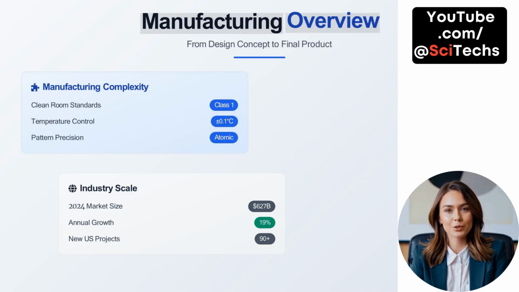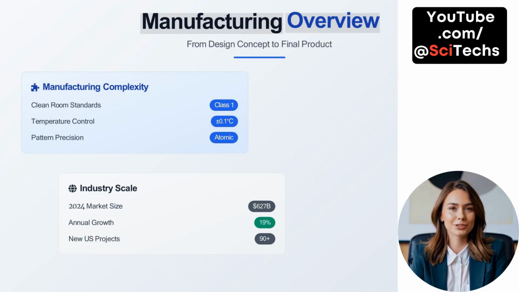Temperature is another critical factor. Processes often require stability within plus or minus 0.1 degrees Celsius. Slight deviations can alter material properties and ruin entire batches. Lastly, patterning precision reaches the atomic scale, where devices are structured layer by layer with sub-nanometer accuracy. This complexity drives innovation and cost.